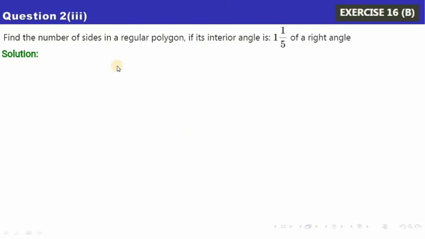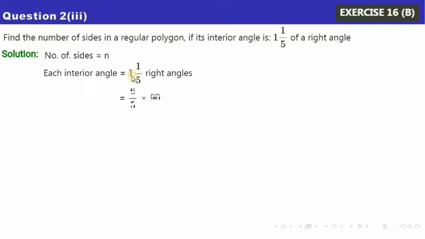It's a similar kind of problem. Here you have been given that each interior angle is 1 and 1 by 5 of a right angle. Let me take the number of sides to be n. If you convert this mixed fraction into an improper fraction, it becomes 6 by 5, and a right angle means 90 degree. When you cancel 5 and 90 and simplify, you get 108, which means the value of each interior angle is 108 degree.